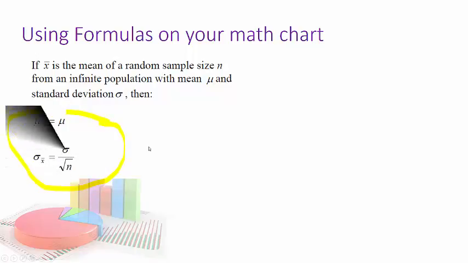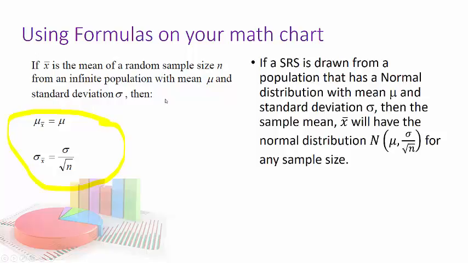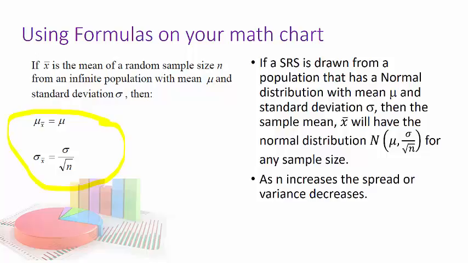All right, so that is the part of the math chart we're using. You notice this is, if x bar is the mean of a random sample of size n from an infinite population with mean mu and standard deviation sigma, then... All right, now if a simple random sample is drawn from a population that has a normal distribution like we did, there's not a lot you have to do. X bar will be approximately normal, even for a smaller sample size. As n increases, the spread or variance decreases. The 10% condition still applies.